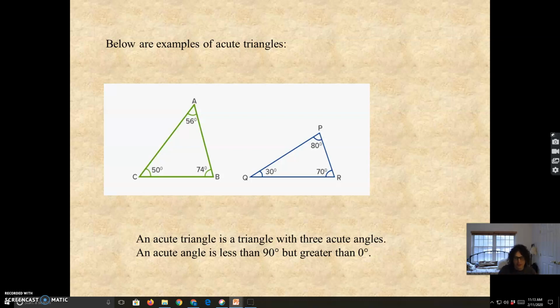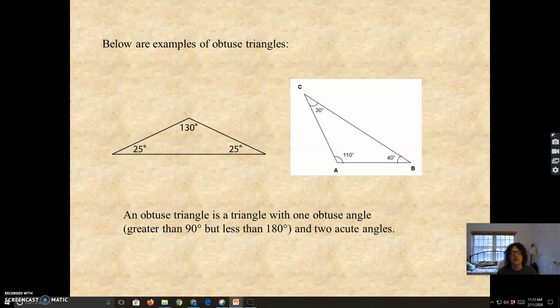That's with every triangle. And below are examples of obtuse triangles. An obtuse triangle is a triangle with one obtuse angle, which is greater than 90 degrees but less than 180 degrees, and two acute angles. And as you probably already know, there is no way you could have two obtuse angles in one triangle, since the three angles in every triangle add up to 180 degrees.